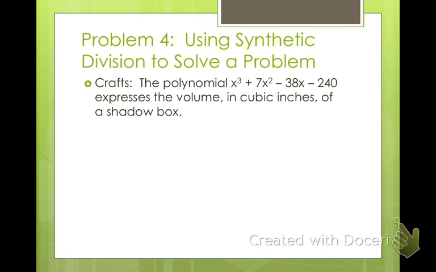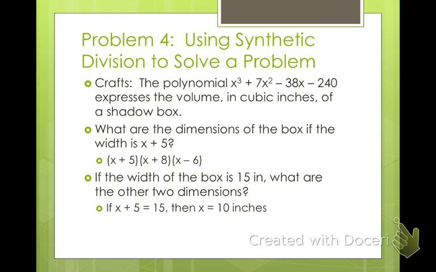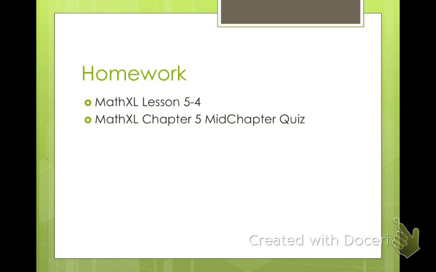Alright, and then this is just using synthetic division to solve a problem. So volume is length times width times height, and they give us one of them. So they want us to take and divide and find the other two. Once you divide it, you get a polynomial that you can then factor, and it factors into x plus 8 and x minus 6. And so then you just plug them in. Solve each one. There you go.